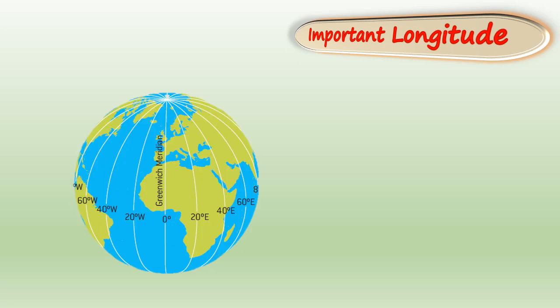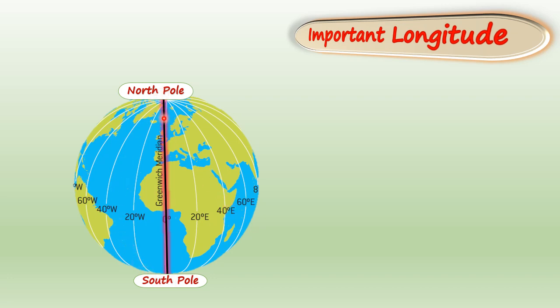Now, children, let's see the important longitudes. Can you see what this is? This is again a picture of a globe. Can you see this dot here? This is the North Pole, and at the bottom is the South Pole. North Pole and South Pole are dots. And meridians start from the North Pole and end at the South Pole. These white lines are meridians only, starting from the North Pole and ending at the South Pole.